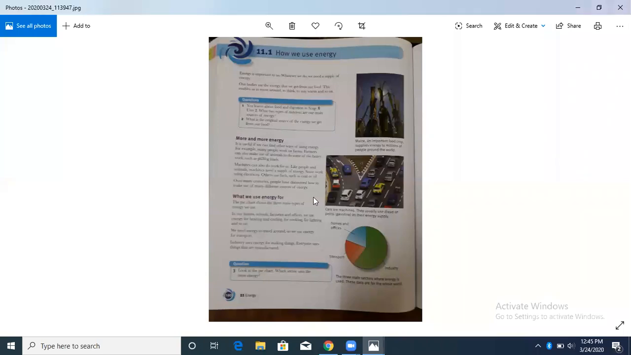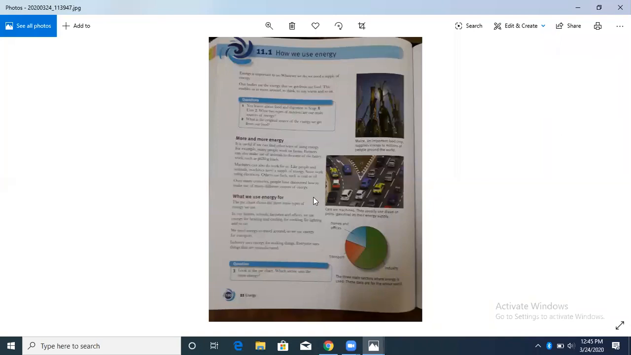Today we are going to discuss Unit 11, Lesson 1, How We Use Energy. You know, energy is important to us. Whatever we do, we need a supply of energy. In our daily activities, for moving, for thinking, and for staying warm, whatever it may be, we need energy. Any process, any work, we need energy.